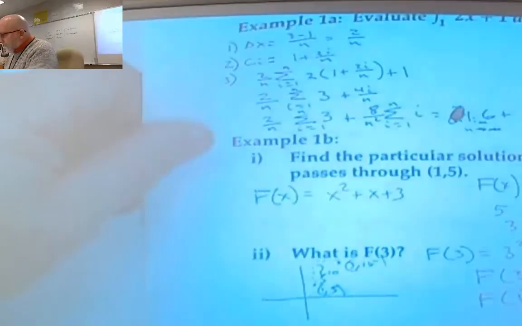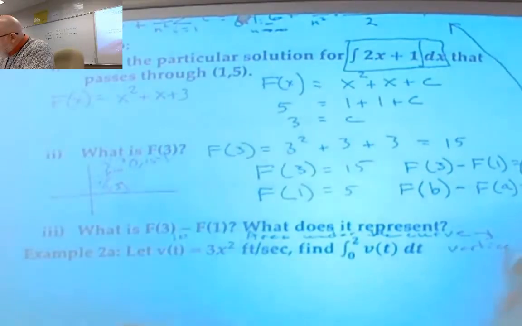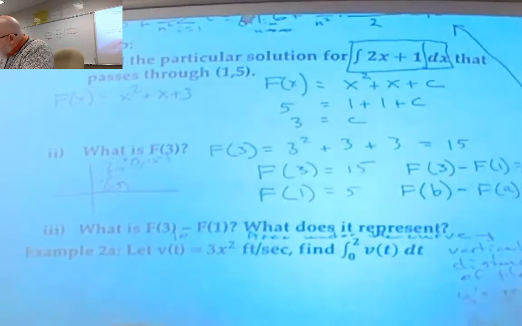Okay. So this also represents the vertical distance of the y's generated by a and b.